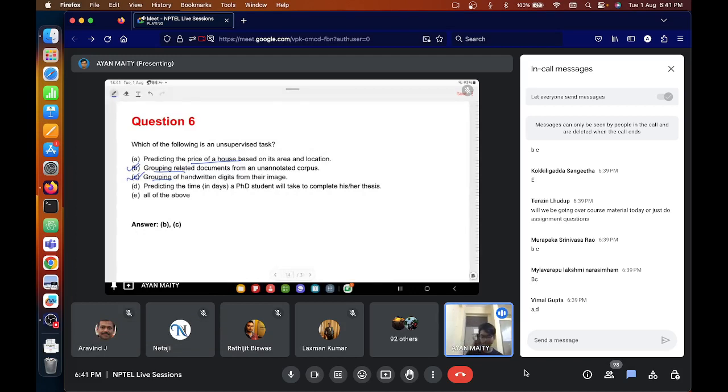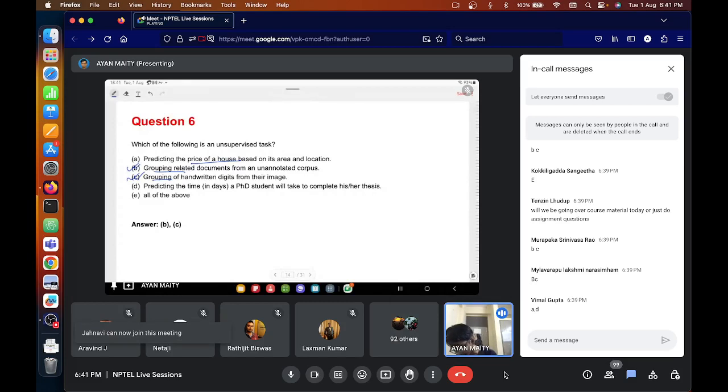Similarly, handwritten digits can also be grouped, but there are 10 digits present. So based on some features you extract from the image, you can group the digits into one of those 10 groups that you have. So that is also a clustering problem, or an unsupervised learning problem.